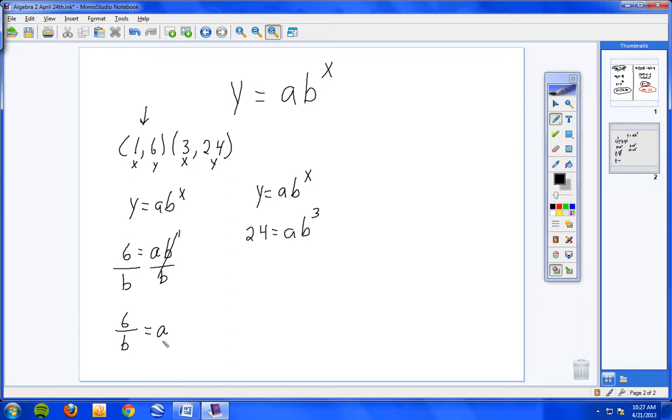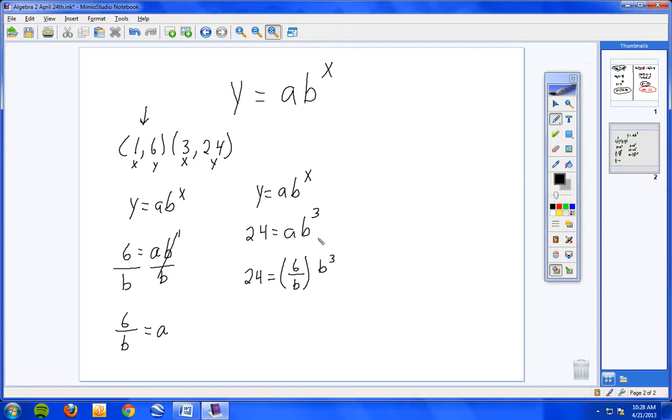We can do that. Look, guys, what does a equal? A equals 6 over b. 6 over b. Do you see that? A equals 6 over b. So where a is right here, I can put a parentheses and I can put 6 over b. And then bring down your b cubed. All right. Now, let's not get all caught up and let's just read the steps, okay?